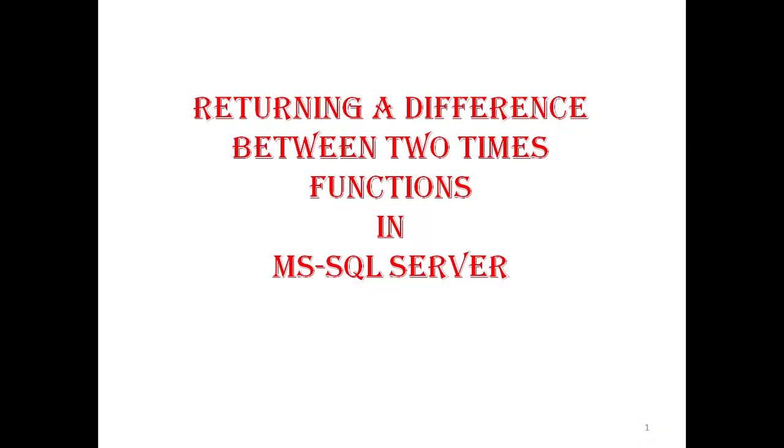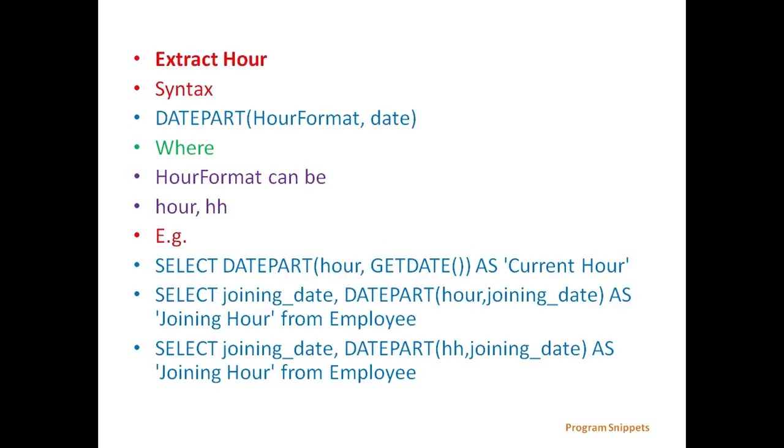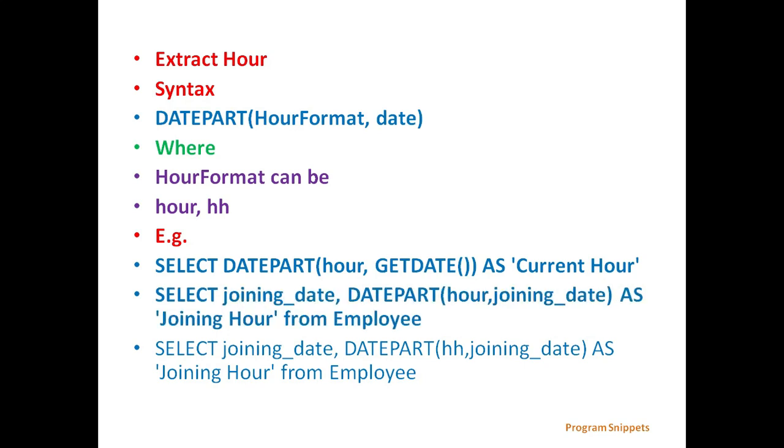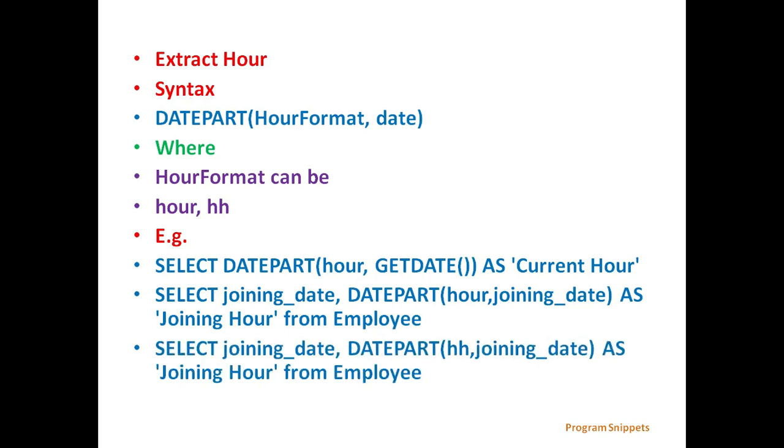Here we will see returning a difference between two times functions in SQL Server. First is extract hour. General syntax is DATEPART with parameters hour format and date, where hour format can be hour or HH. For example, SELECT DATEPART(hour, GETDATE()) will give the current hour, and SELECT DATEPART(hour, joining_date) will return joining hour for the employees. We can also use HH to extract the hour.